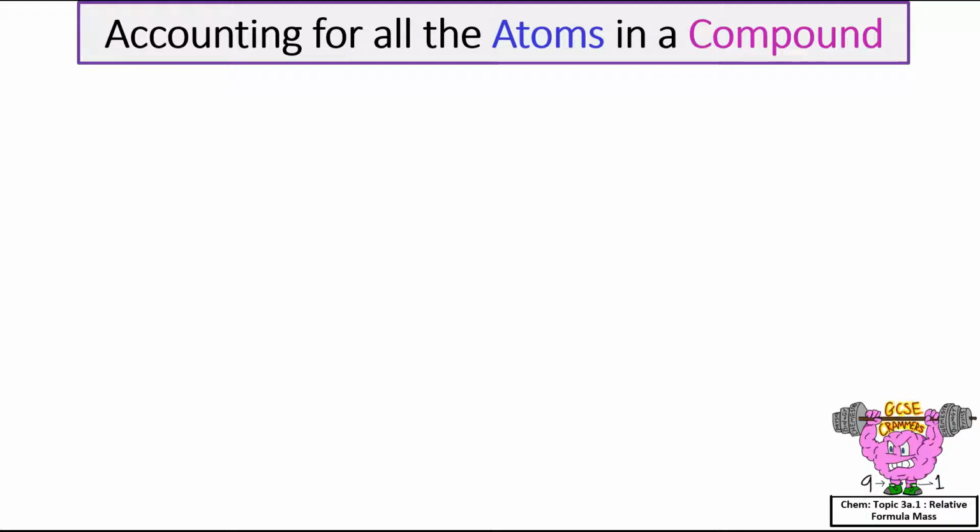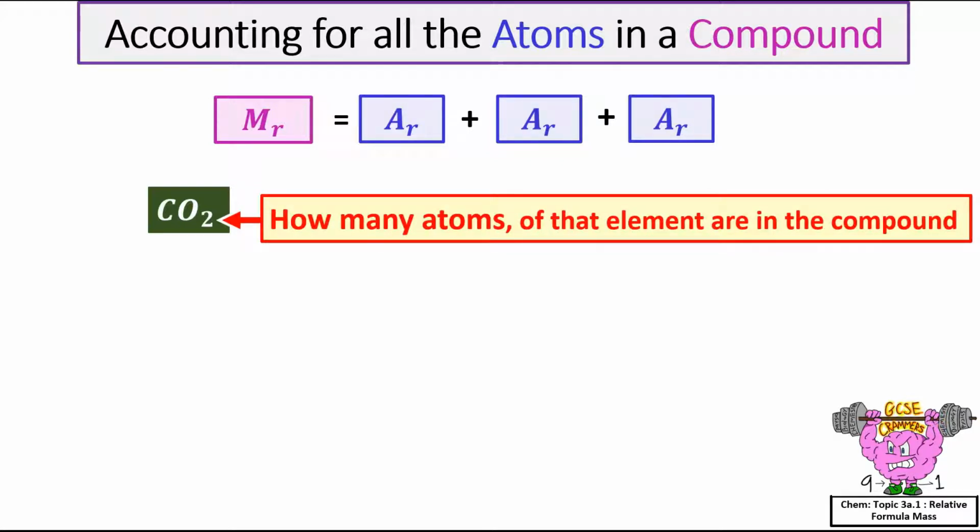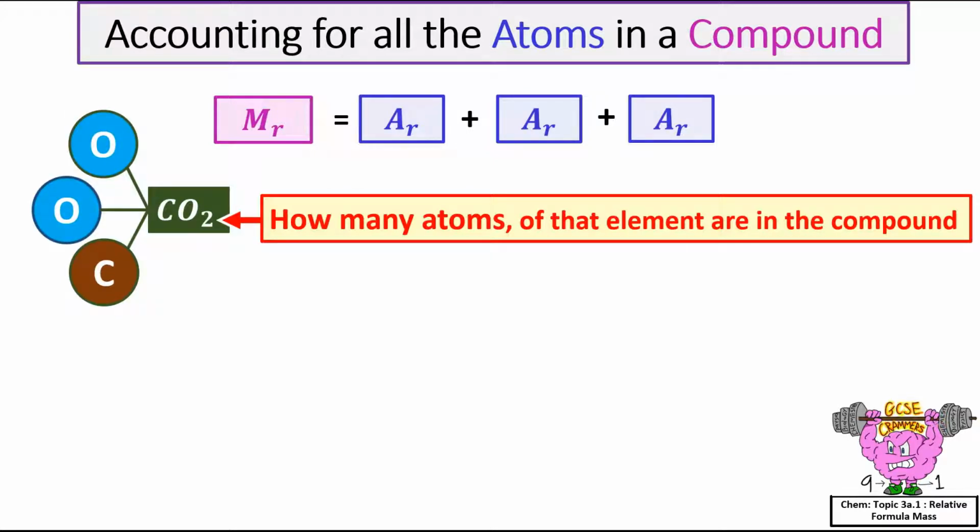Accounting for all the atoms in a compound. To find relative formula mass of a compound, just add together all the relative atomic masses, or AR, of all the atoms in that compound. Let's just take a quick look at how a compound is made up. Take CO2, carbon dioxide. What do the little numbers in a compound tell us? Little numbers tell us how many atoms of that element are in a compound. This means in CO2 there is 1 atom of carbon and 2 atoms of oxygen.